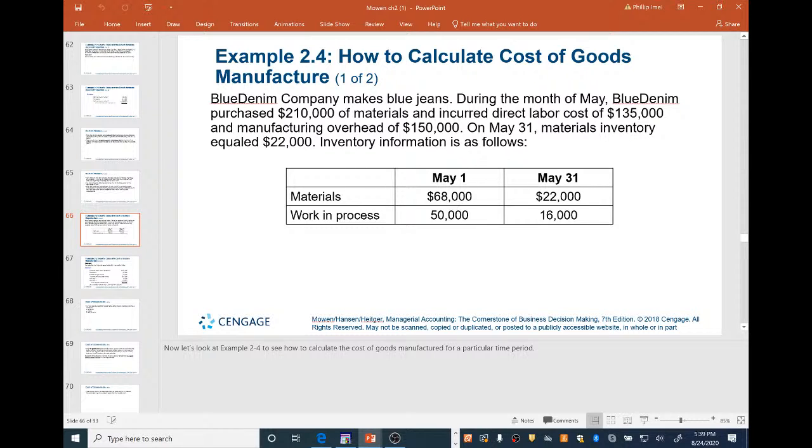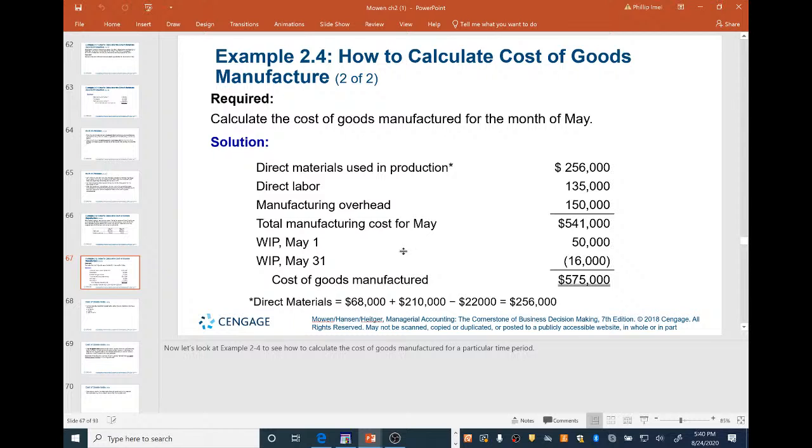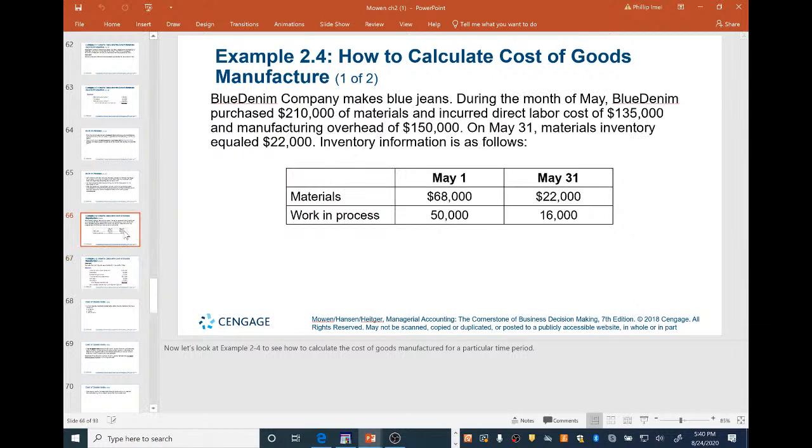Then we want to add our purchases to that, right? So that gives us our total amount that we have to produce. And remember, we want to back out the ending amount. The difference between the two will give us direct materials used in production, right? Because think about it, if we started with 68,000, we bought 210,000, that's our total amount to produce. At the end, we only have 22,000 left. So if we subtract that out, the difference is what we consumed.